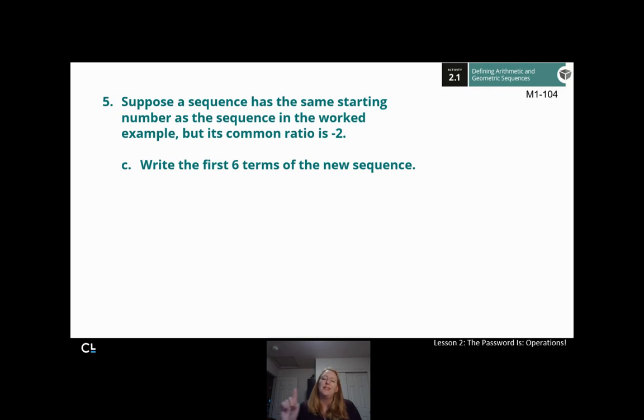And of course, this means I want you to write down for me the first six terms of the new sequence. So we're starting at one, and then you're going to use your common ratio of negative two. Hit pause to jot down the first six terms. Hit play when you're ready to check your work.